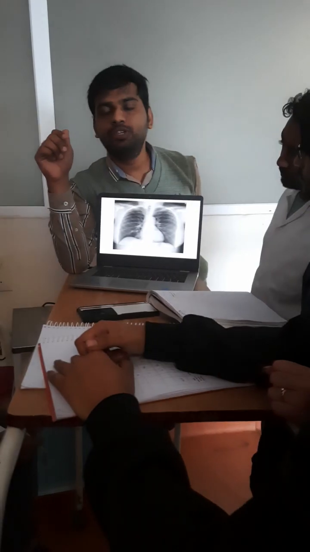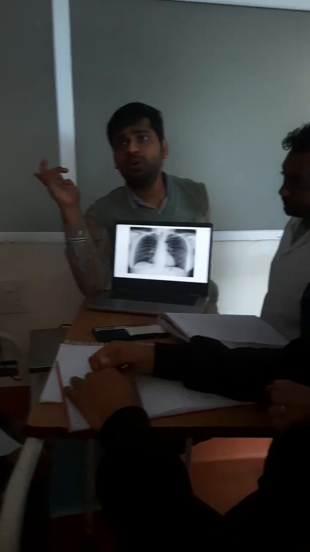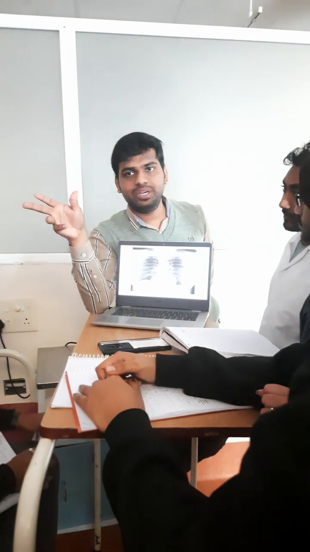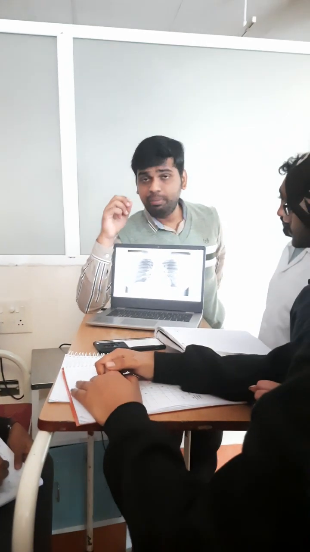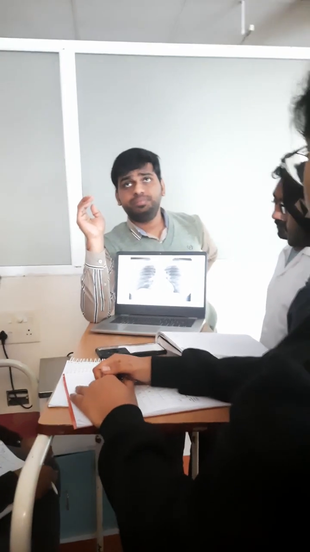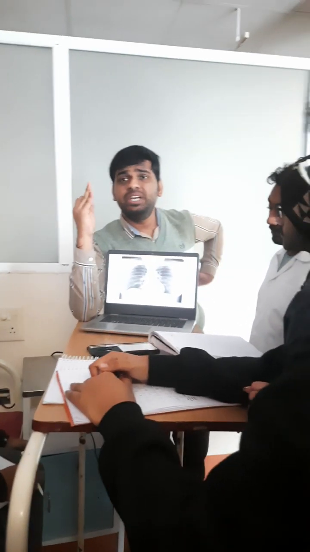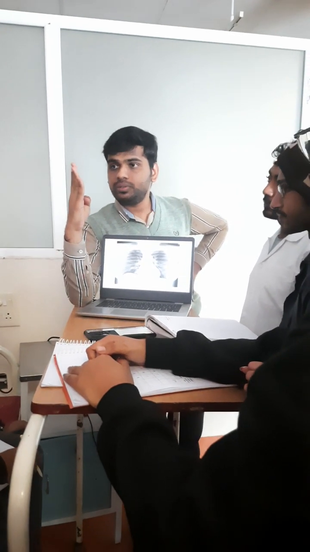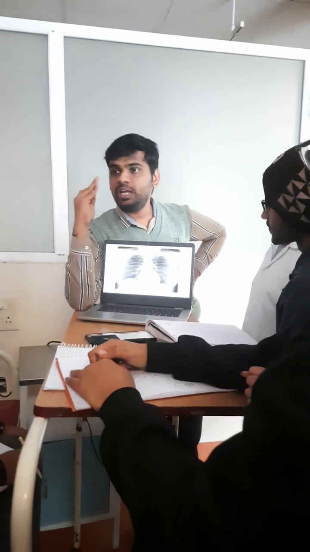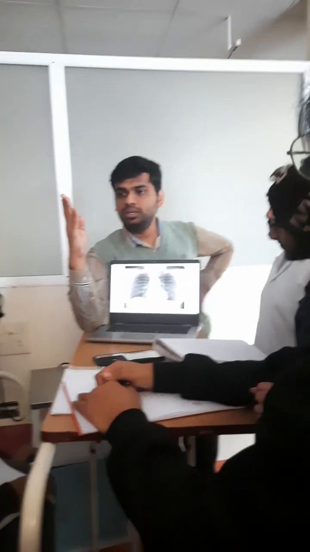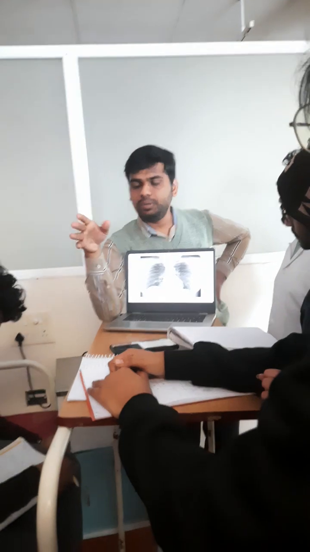Now, what is the difference between radio opaque and radio lucent? Radio lucent is black, radio opaque is white. What pathologies can you see as radio opaque? Pneumonia, any patch, any consolidation, any mass, any effusion. Okay? Pleural effusion.